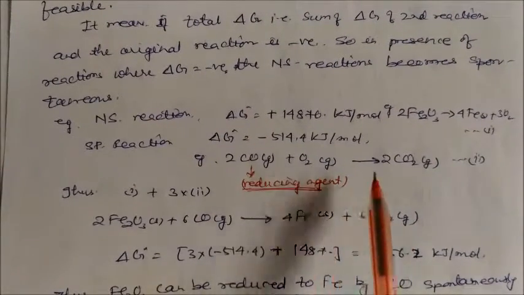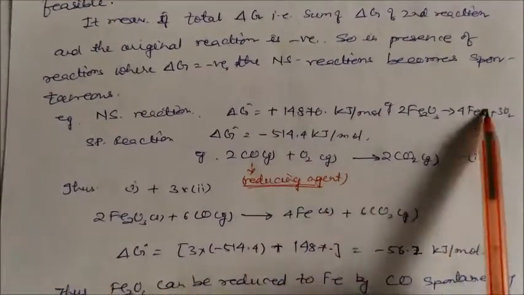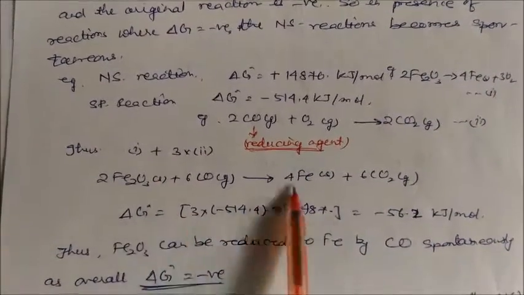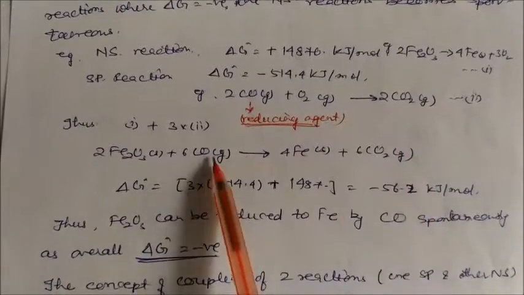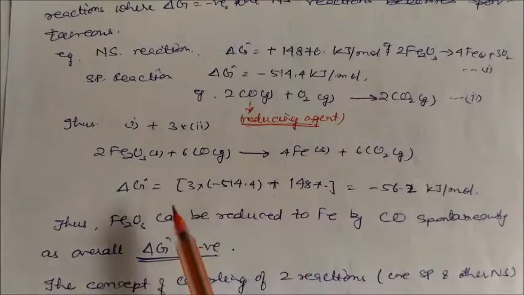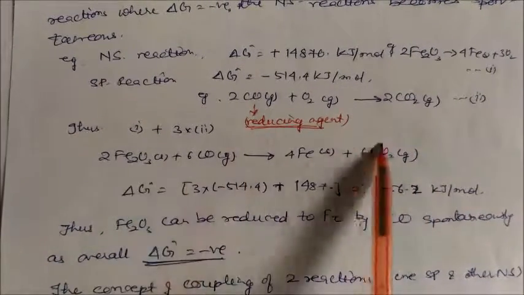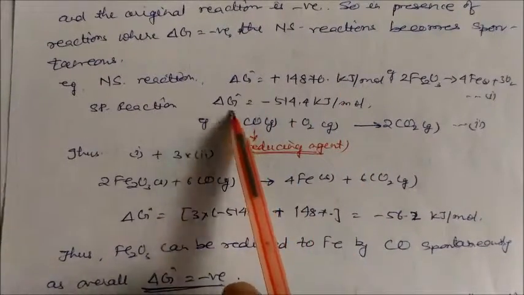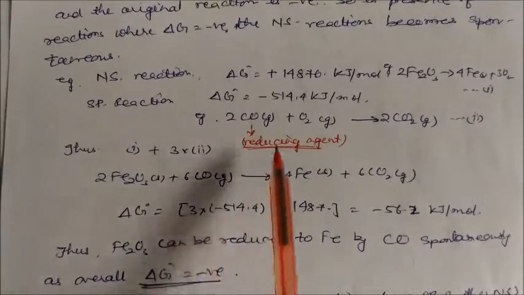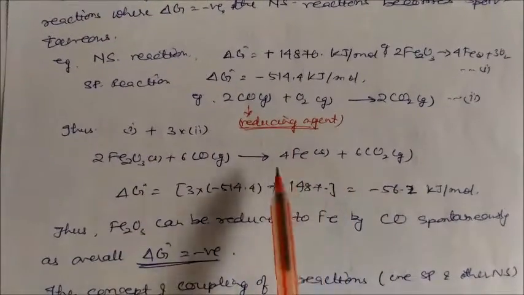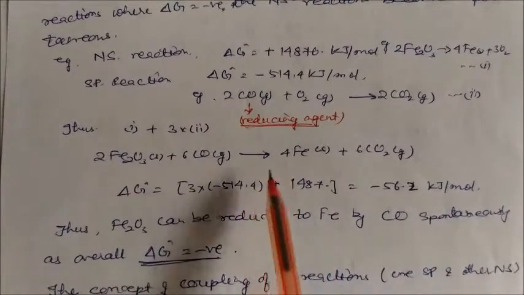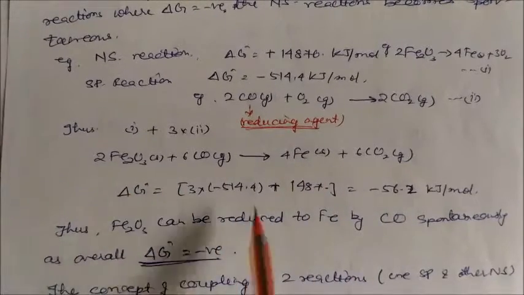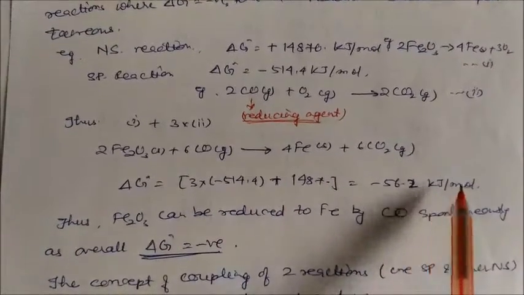CO plus O will give you CO2. When this is coupled with the first reaction, we get this equation, and this equation is spontaneous. By calculating the value, delta G of this reaction is 514.4. If you multiply it by 3 and take the product minus the reactant, you will get the value minus 56.2 kilojoule per mole.